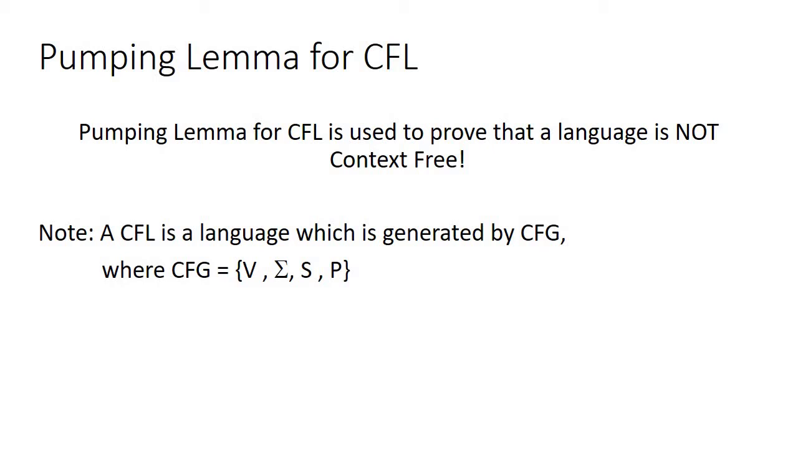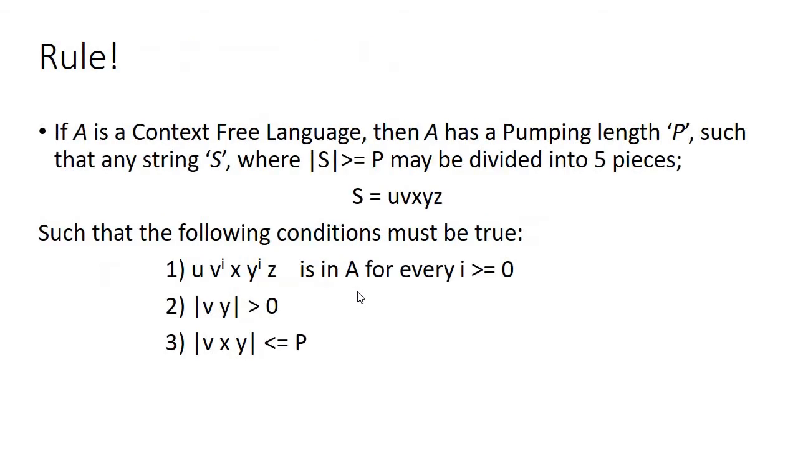Technically it is a proof by contradiction, so we always use it to prove that the language is not context free. Any context-free language which is generated by a context-free grammar contains these four tuples. The very first one is V, the set of variables, sigma, the set of terminals, S is the start symbol, and P is the set of productions.